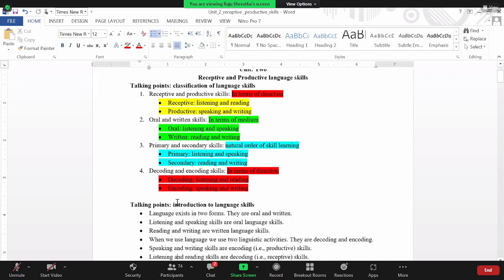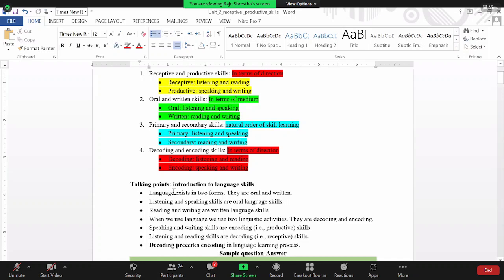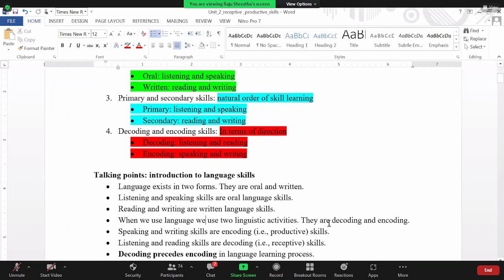Now talking points here, language exists in two forms, of course. We know oral and written language. Oral language, listening and speaking; written, reading and writing. Listening and speaking skills are oral language skills. Reading and writing are written language skills, and they are also called primary and secondary. When we use the linguistic system, decoding and encoding, these two activities will be involved. Decoding means it is related to the recognition of language, recognition of sounds, recognition of words, recognition of sentences.